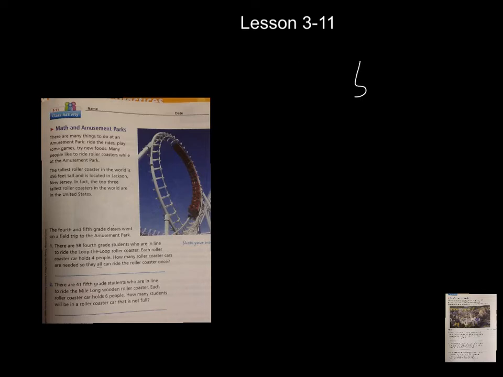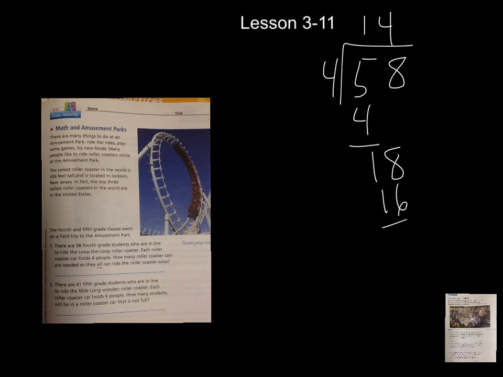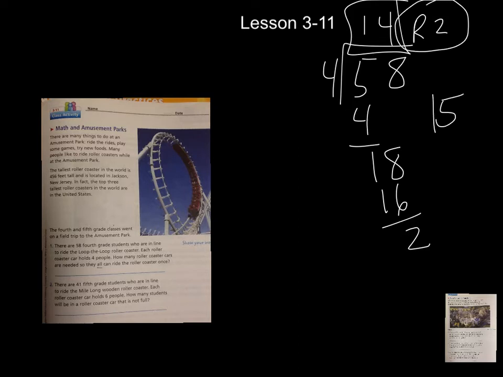What it's saying is there's 58 4th grade students divided by 4 in each car. 4 goes into 5 one time. Bring down the 8. 4 goes into 18 4 times with a remainder of 2. This tells me I need 14 cars to get 4 in each car, but then I have 2 people left over, so that means I need to get an extra car. Okay? I need to have 15 then, so that means everyone can go on the ride.